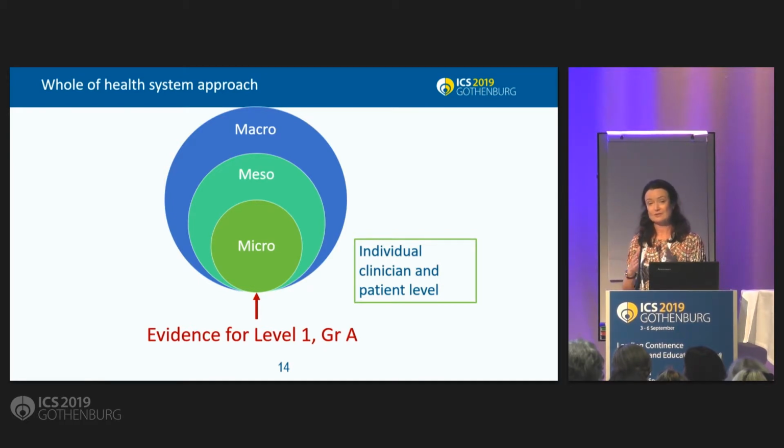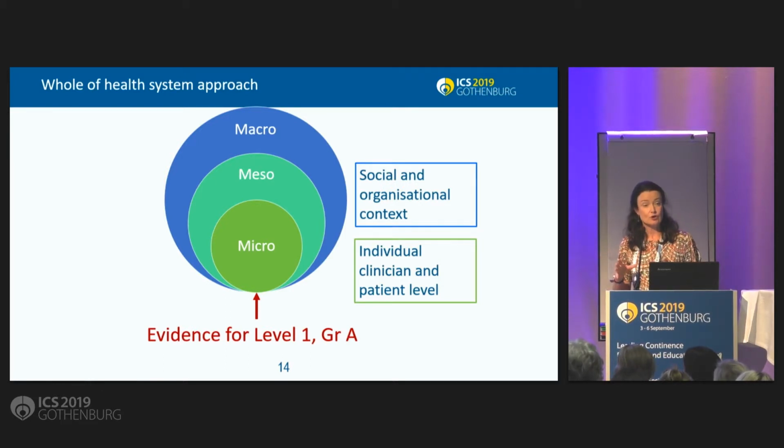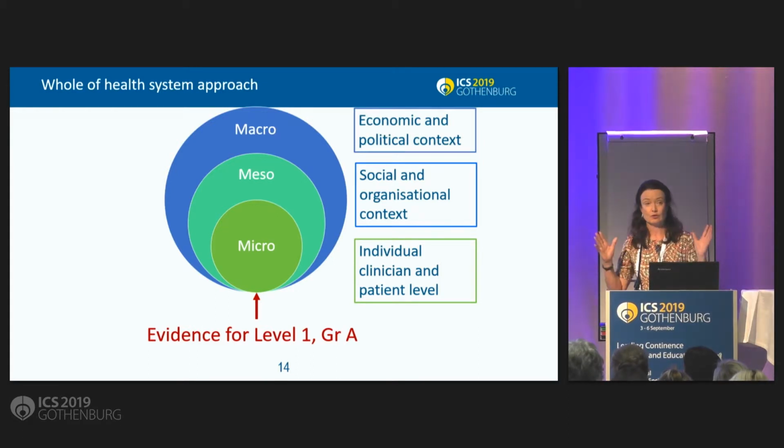So that's the third part of our workshop title, health services. So what's the health service? Where does that sit? Well, if you think of the clinician and the patient at the micro level, that's where the evidence has been generated. So we know what works at that level, but that's not how you impact population health. You've then got to consider the meso, which is the social and organisational context of that health service delivery. And of course, that sits within the macro, which is determined by economic, political, policy level, if you like.